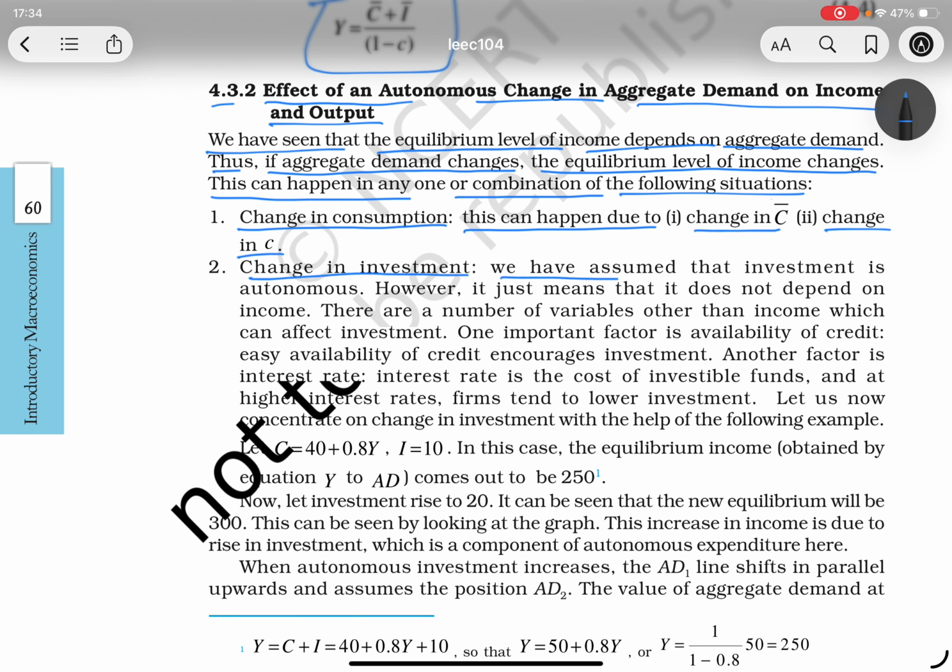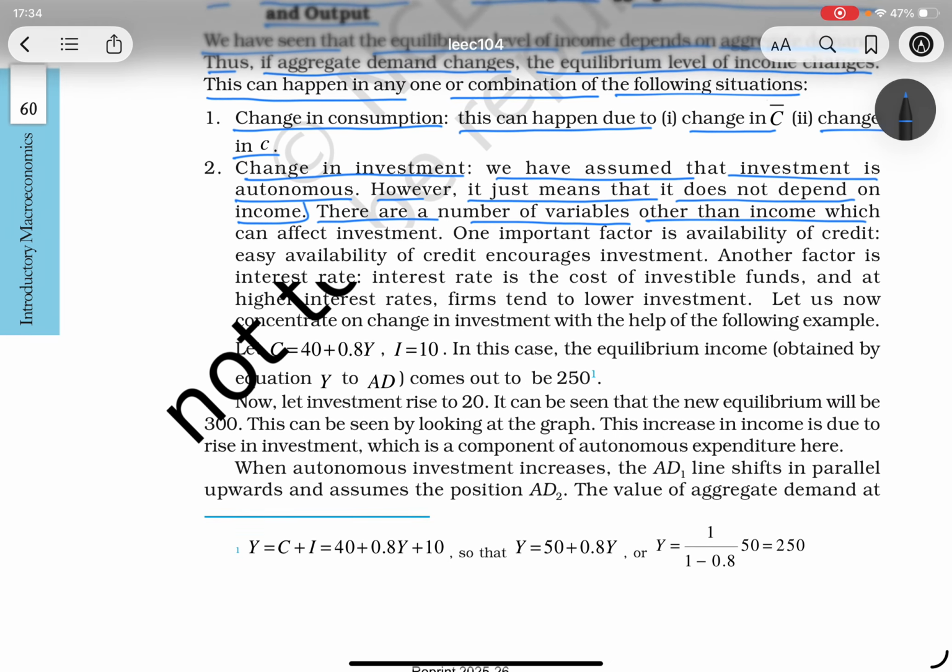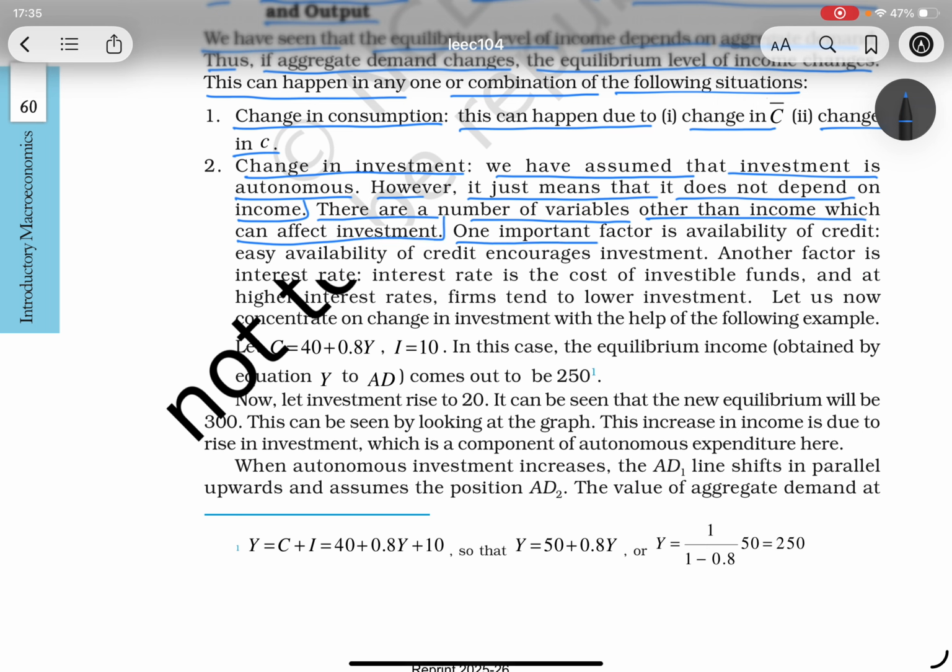Change in investment. We have assumed that investment is autonomous. However, it just means that it does not depend on income. There are a number of variables other than income which can affect investment. One important factor is availability of credit. Easy availability of credit encourages investment. Another factor is interest rate. Interest rate is the cost of investable fund, and at higher interest rates, firms tend to lower investment.